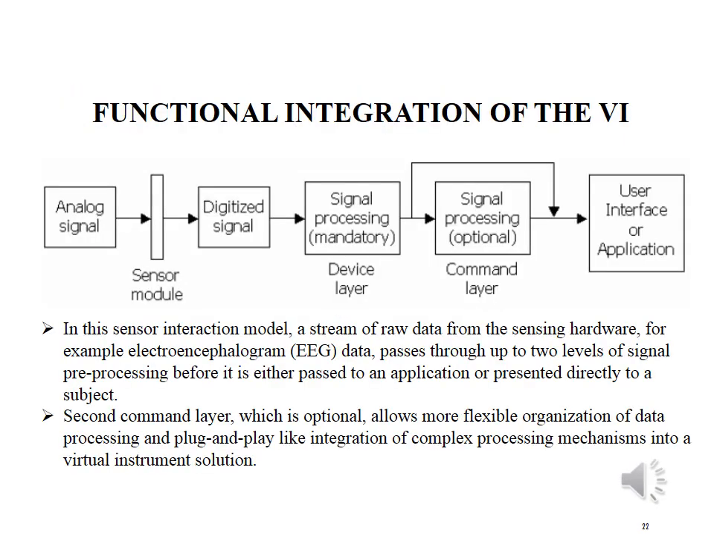This is an example of a sensory model. In this model, the analog signal is sensed by the sensor module. The analog signal can be any type of signal. If it is a biomedical application, it will be an ECG signal or an EEG signal. And the sensor module will be sensing the signal, digitizing the signal, and passing it through the sensor interface, and then it undergoes two levels of signal pre-processing before it reaches the end user or the application. And the second optional pre-processing stage is present for the integration of complex processing mechanisms into the virtual instrument solution.